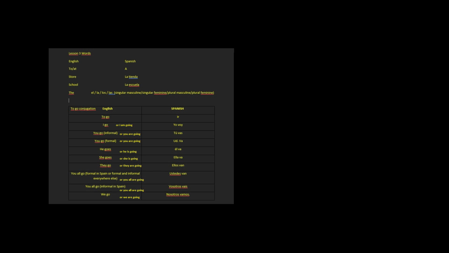Now, for to go, the word we're learning today, that word is ir, spelled I-R. Repeat after me. Ir, ir, ir. As a reminder, V's and B's both sound like the letter B in English, in Spanish that is. They both sound the same.